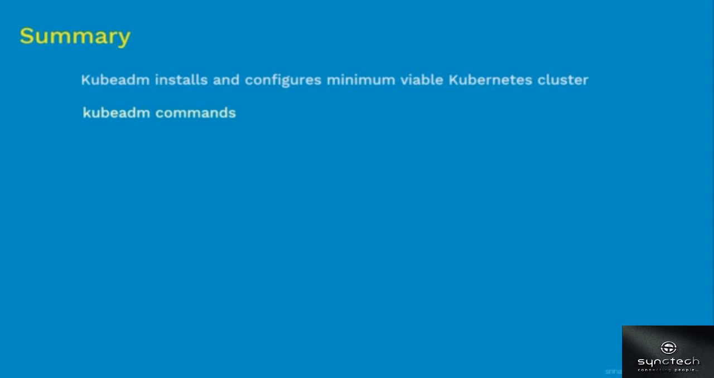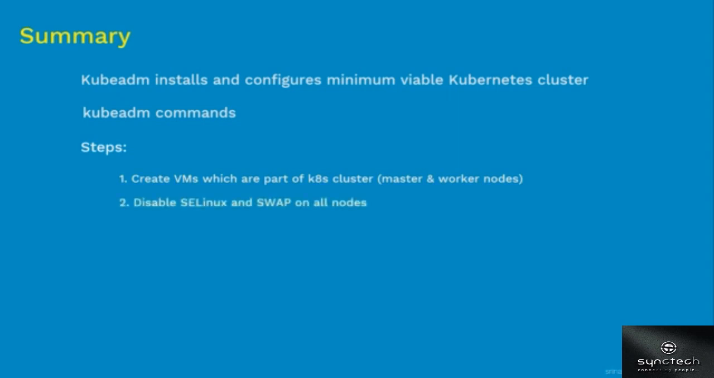After that, we discussed the 6 steps involved in creating Kubernetes cluster. They are: first, we need to create the VMs. In our case, we have created 4 CentOS VMs, where 1 is master and 3 are the worker nodes. So once the VMs are up and running, then we disable SELinux and swap on all nodes. After that is done, we install Docker, kubelet, kubeadm, and kubectl on all nodes and make sure Docker and kubelet are enabled and started on all nodes.